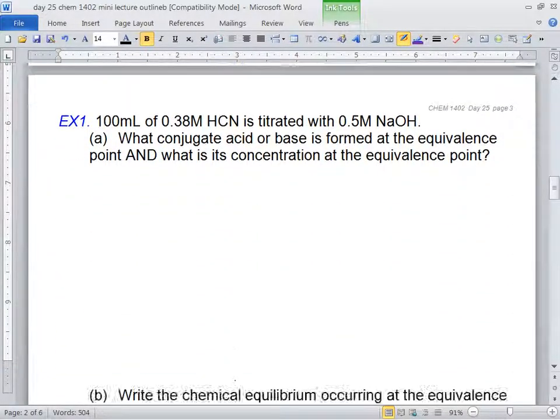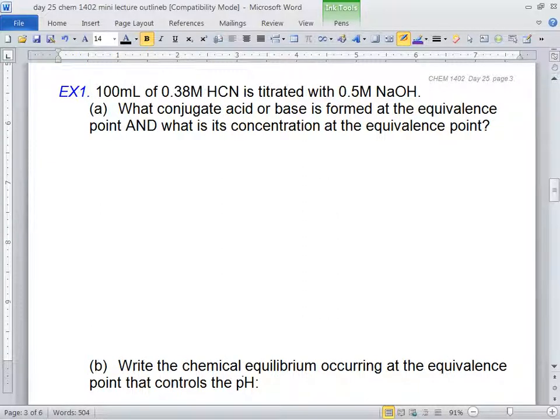Here's the whole ball game here. We have 100 mils of 0.38 molar hydrogen cyanide, and it's titrated with 0.5 molar NaOH. So again, a weak acid titrated with a strong base. What conjugate acid or base is formed at the equivalence point, and what is its concentration at the equivalence point? So just what we did. You need to identify what the conjugate's going to be, and then determine its concentration.